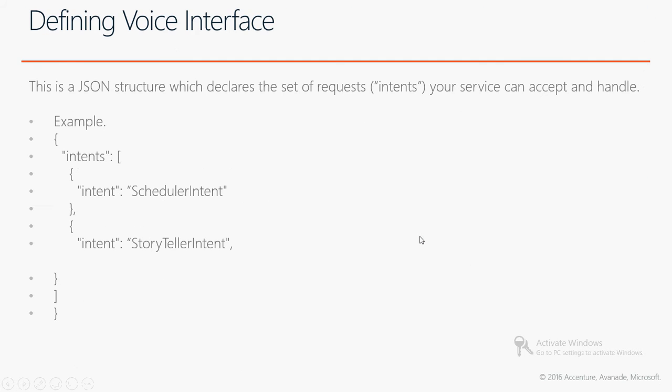Defining the voice interface. This is a JSON structure which declares the set of requests, called intents, so that your service can accept and handle them. Example: an intents array and the customized intent. You can add as many intents as you like over here.